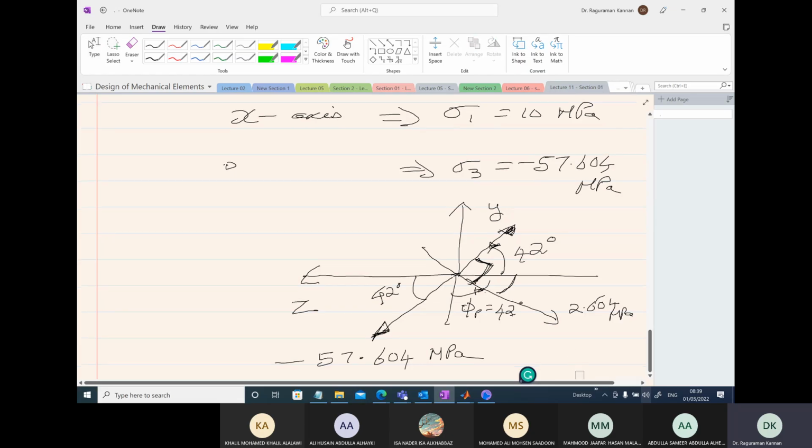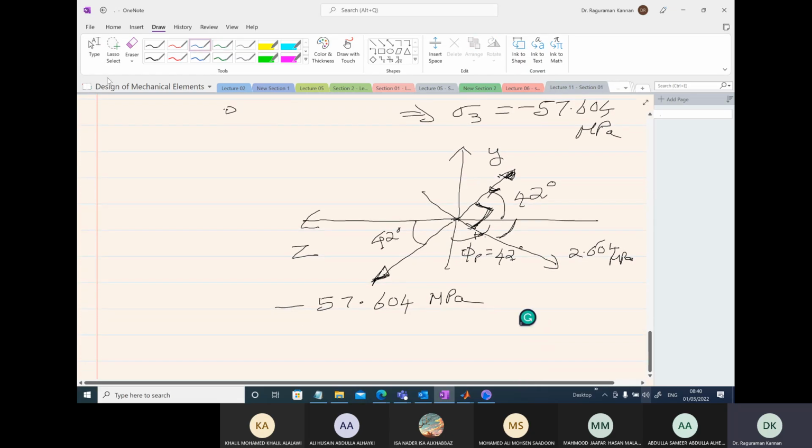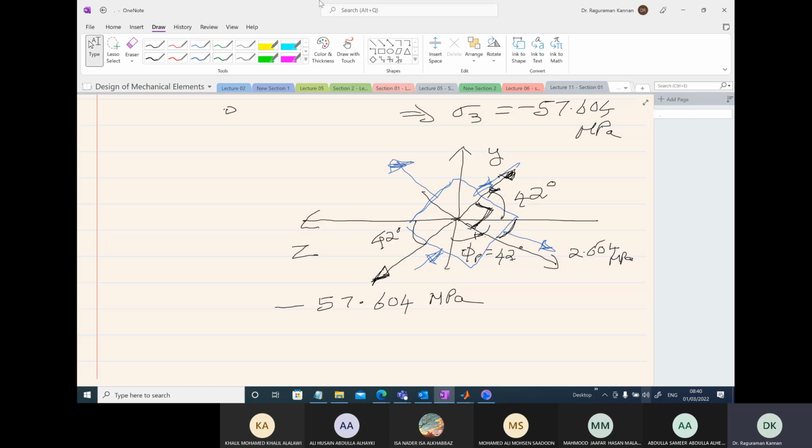we will be drawing our element. If you draw the stress element, you are going to draw a square here, and in each side you will have the 57.604 megapascal stress. So if you want to denote the stress, it will be compressive in this direction and tensile in this direction. Okay. So in the YZ plane, our direction is this. The principal stress direction is given by this particular direction.